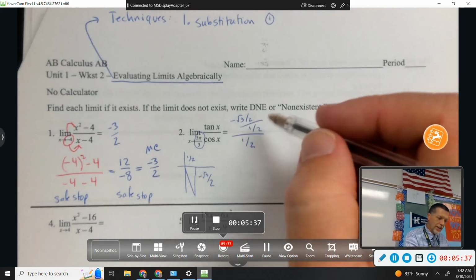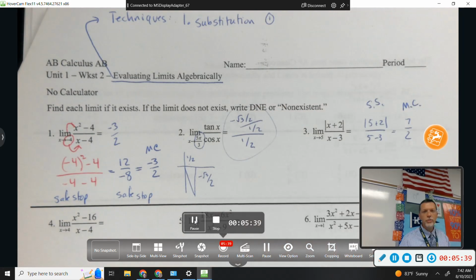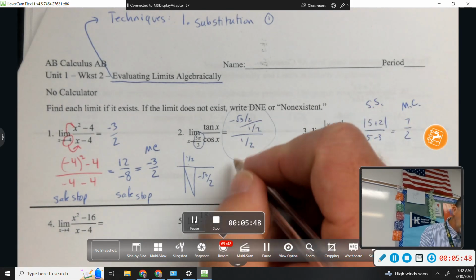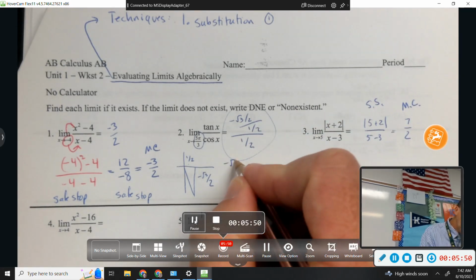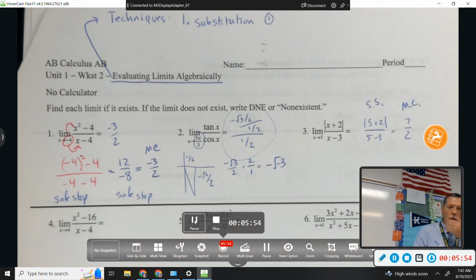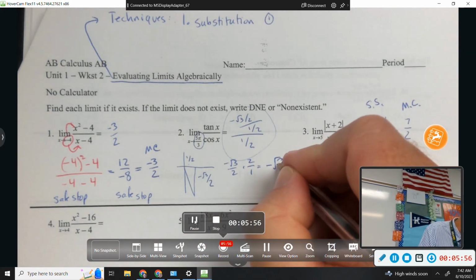And even though that looks terrible, that would be a safe stop. I mean, it looks awful, but it's a safe stop. If I wanted to clean that up, for the tangent, so the tangent first, I would keep it, change it, flip it, and get negative square root of 3.